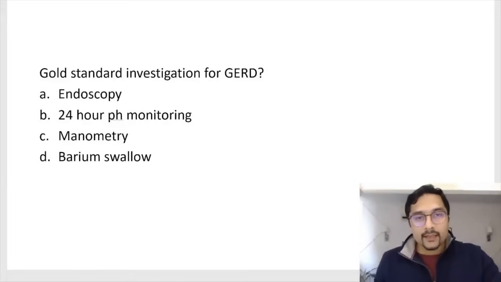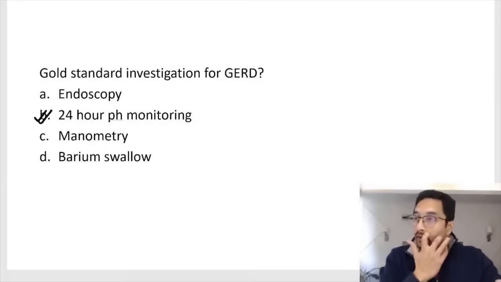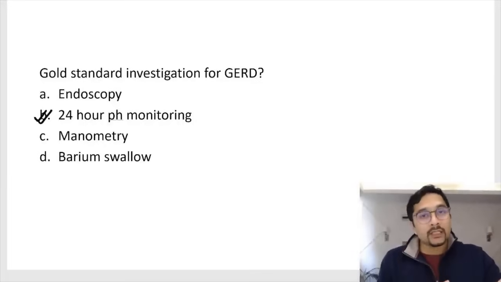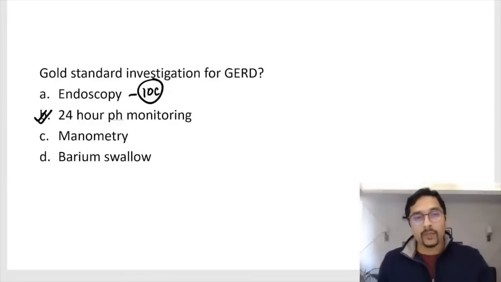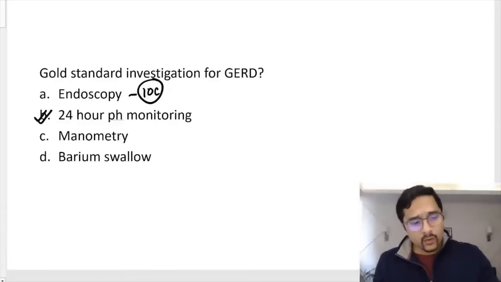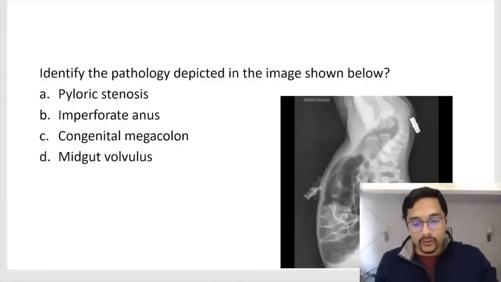The gold standard investigation for GERD is 24-hour pH monitoring. This everyone should be aware of. But there is a catch here. They are asking gold standard, so we will mark 24-hour pH monitoring. If they would have asked for gastroesophageal reflux disease, what is the investigation of choice? It is endoscopy. So the investigation of choice is endoscopy. The gold standard is 24-hour pH monitoring.